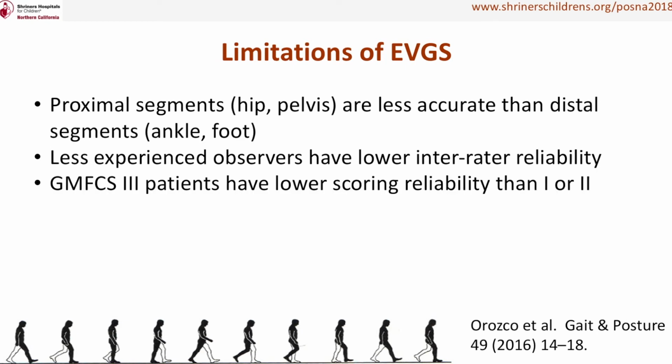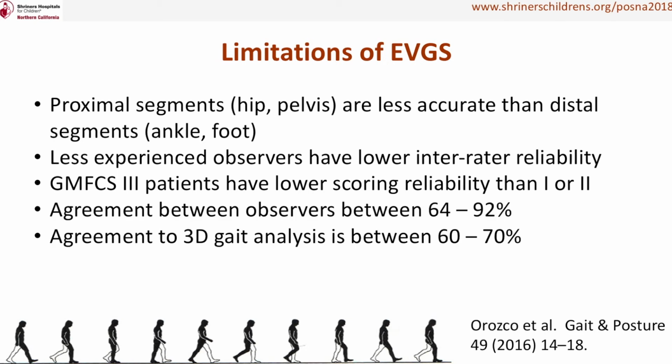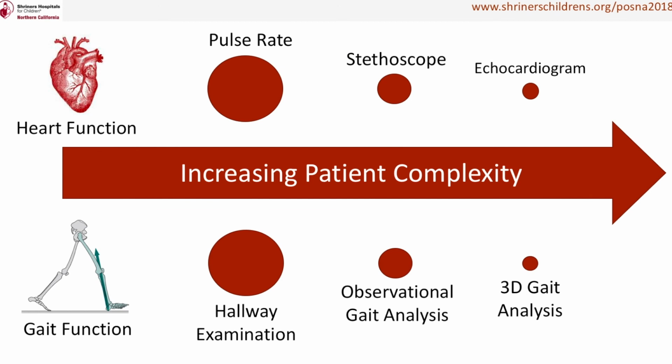In addition, the assessment of children with more severe functional impairment as assessed by the GMFCS was less reliable. Finally, agreement between observers and with 3D gait analysis was modest. Further studies will be required to test the limits of this technique of gait assessment and assess its correlations with functional outcomes. Just as with heart function, where increasing patient complexity requires tests with increasing precision, the assessment of gait function requires more precise tools as the complexity increases.